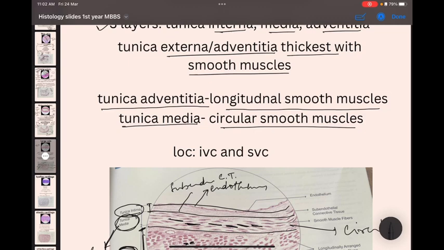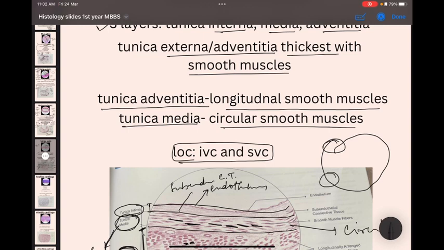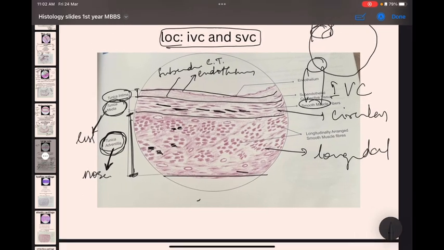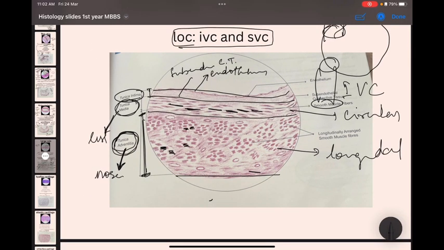Location, coming to the location, we have it in IVC and SVC. So heart, superior vena cava, inferior, IVC. Done. That's all from large vein.